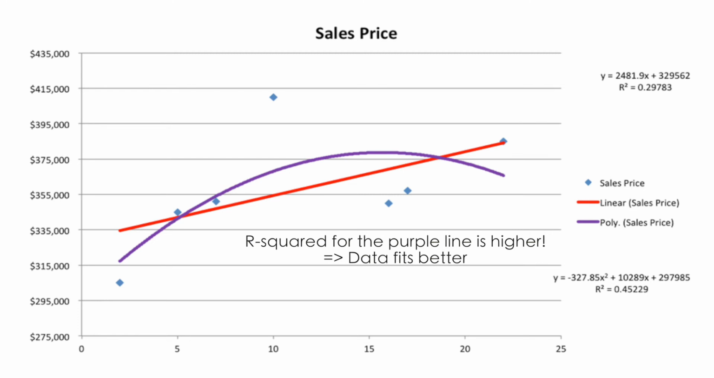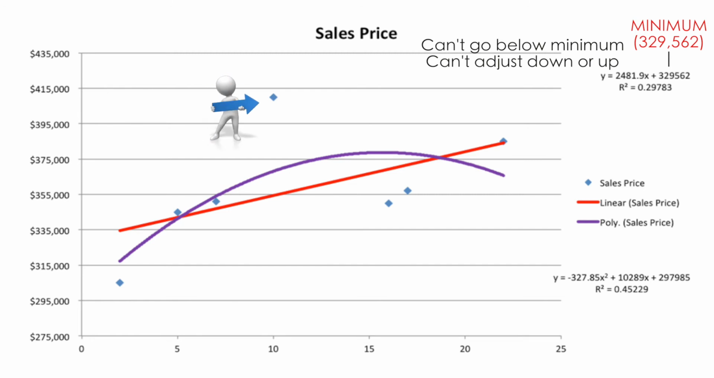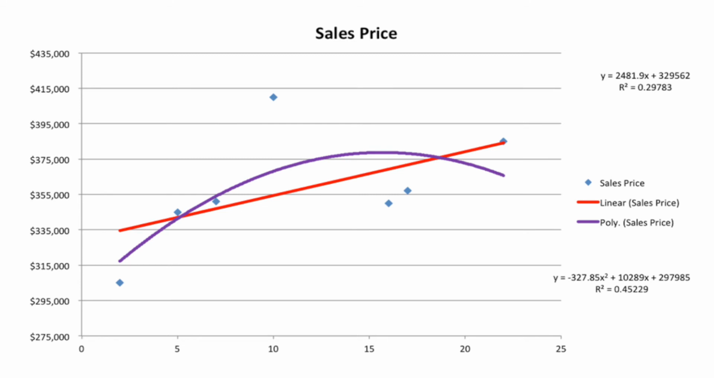Now, the minimum value is $329,000, meaning no property has a value less than that. So you can't adjust down or up to the point where you go below the minimum value. Now, we still have an outlier. Is that a problem? I'll give you a hint. Yes, it is, and we're going to handle it in a few minutes.